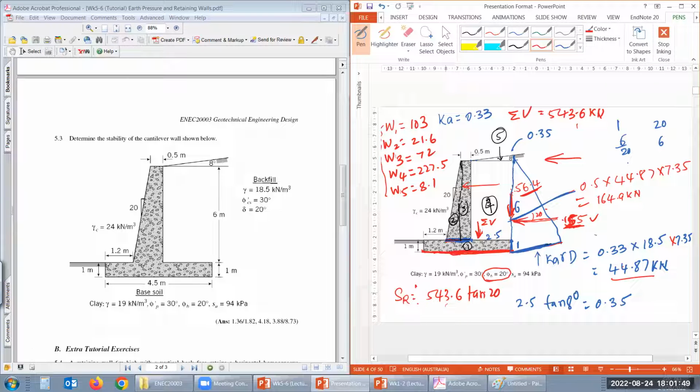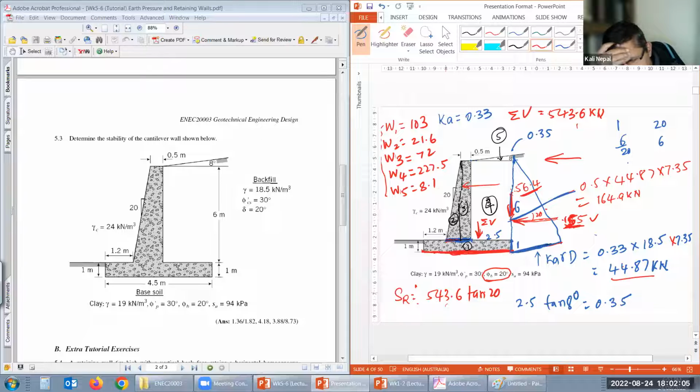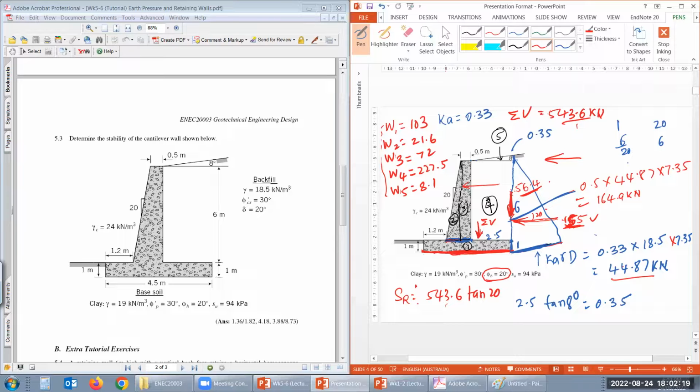And how much is it? 543.6 times tan 20. It's 197.85. Is anything else impacting? Horizontally it is pushing, and that's resisting, right? Did we add all of this? Yeah, we add all, isn't it? So this includes this vertical also, isn't it? Yeah, sir, 56.4 is included.